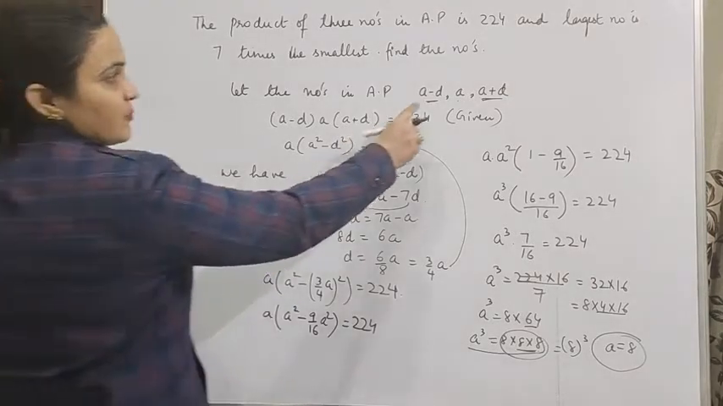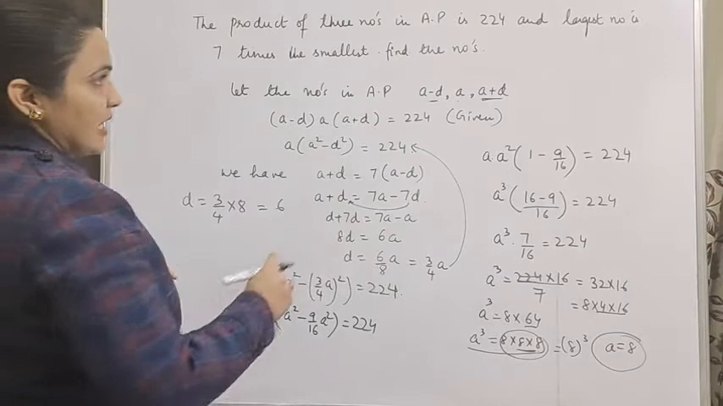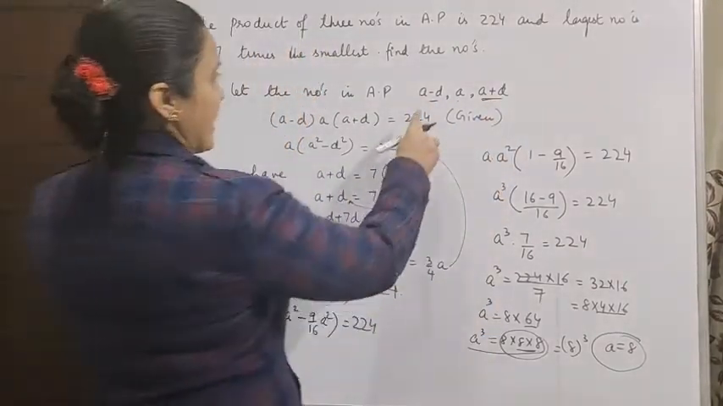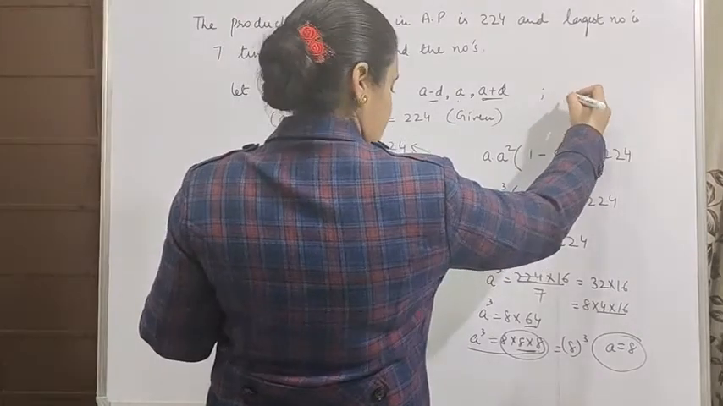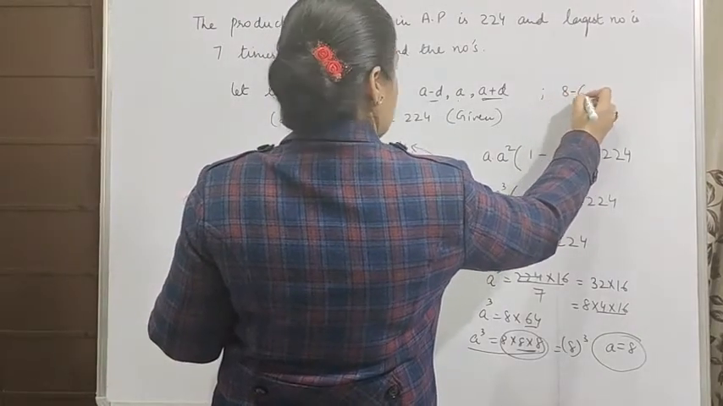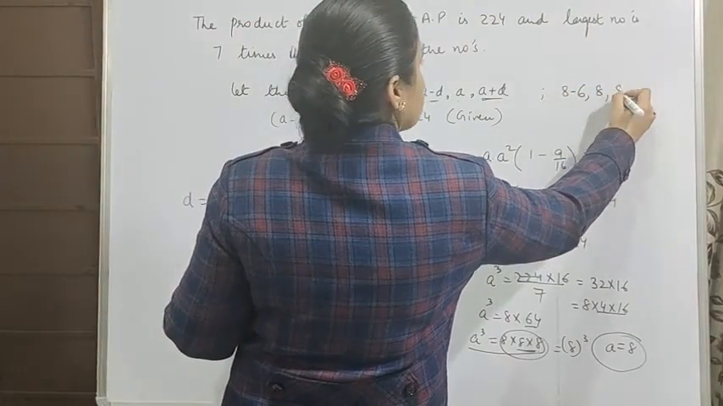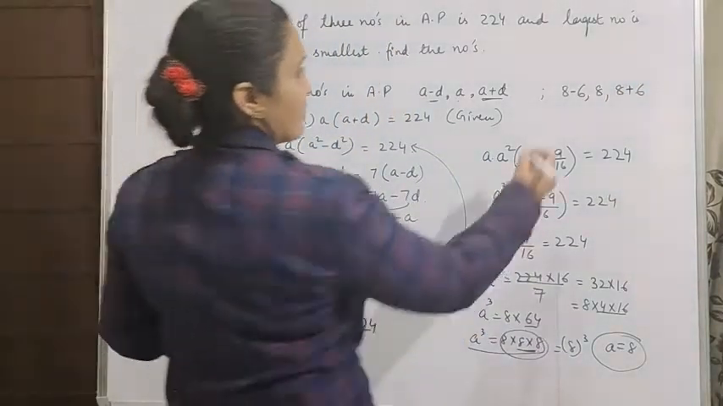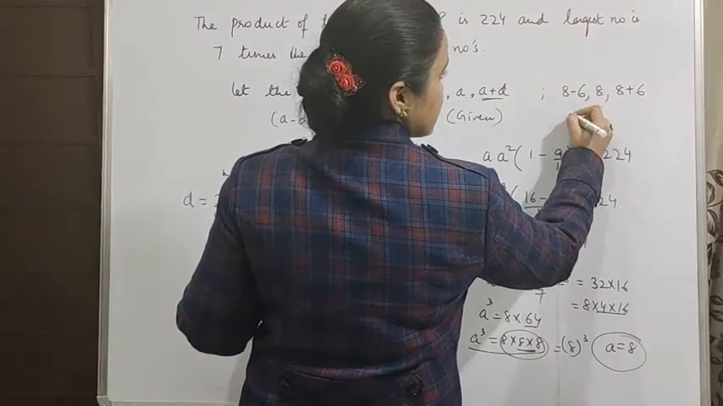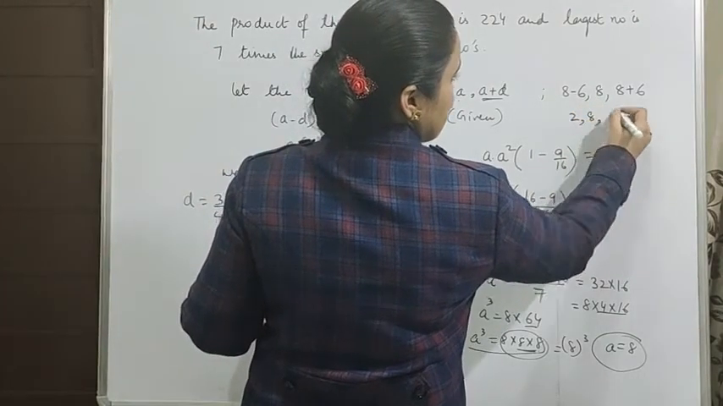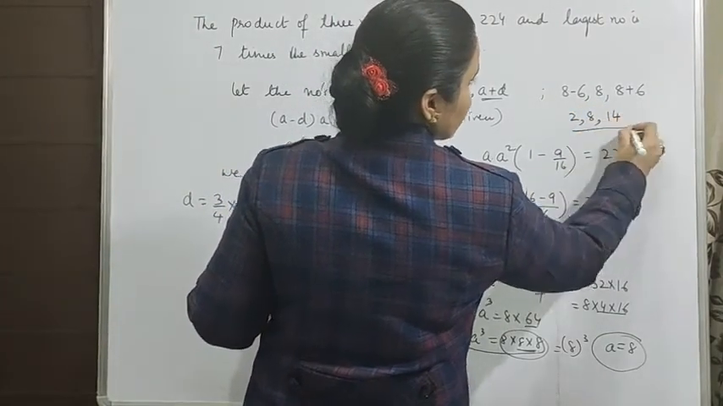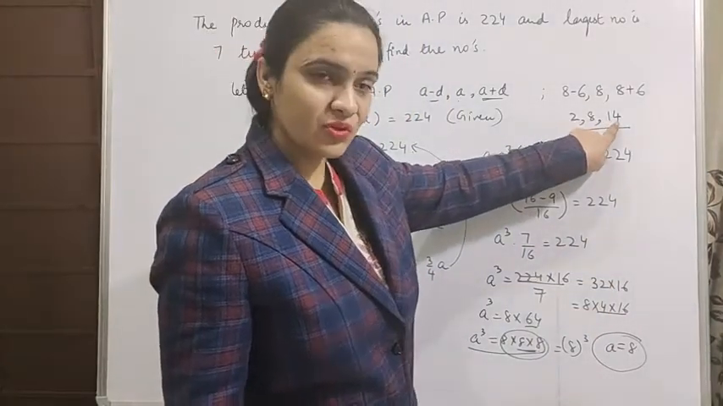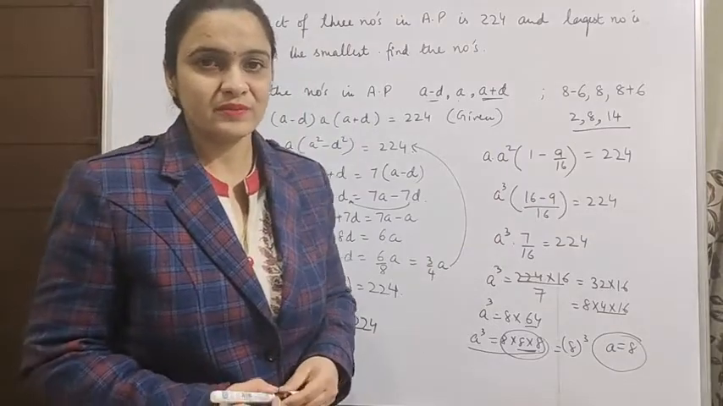So find the numbers. The numbers are a minus d, a and a plus d. So the number a minus d means a is 8 minus d is 6, and a plus d is 8 plus 6. So we have the numbers as 2, 8 and 14. So the three numbers are 2, 8 and 14.